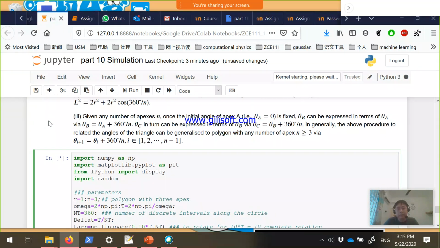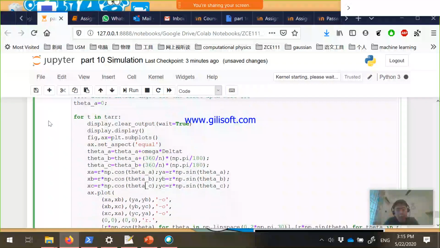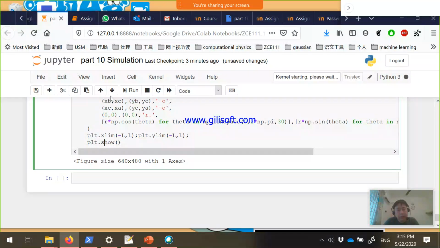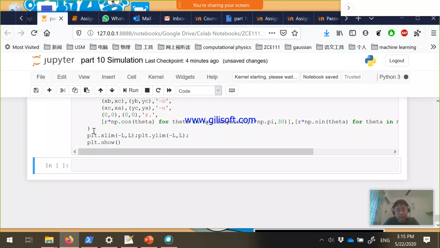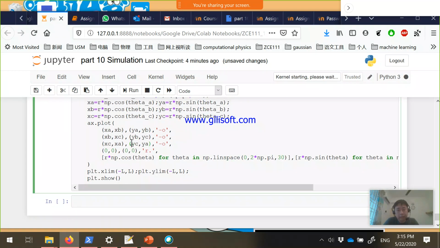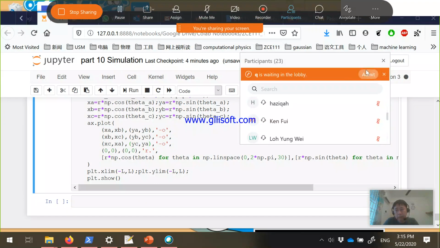If someone knows how to do a better simulation using Python, then that would be good. I think there are specialized packages just for simulations, but the simulations I'm going to teach you here are of a simple type. It will not be very fancy, but it's sufficient to display the animations on the screen. I think that is what we do here. So the kernel is restarting.